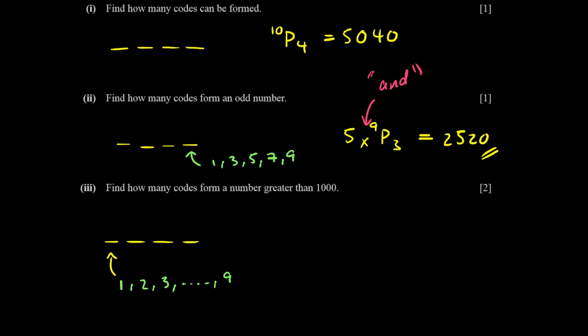So let's just think about this. How many ways could I choose the first digit? There are 9 ways. For the remaining digits, I've got 9 digits left over, and I need to arrange 3. That's going to be 9P3 again. And we're multiplying these because we want the first digit and these 3 at the end. So 9 times 9P3 is 4536. And that should be our answer for part 3.